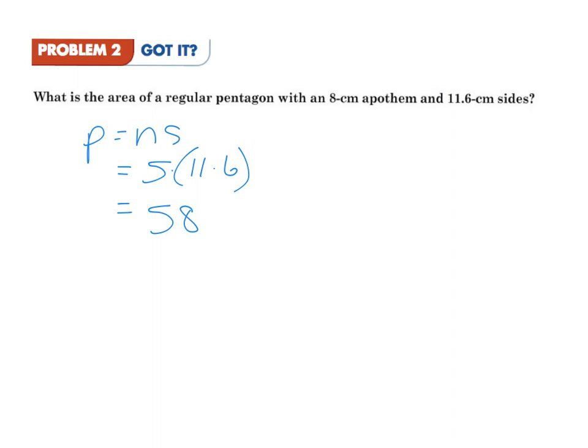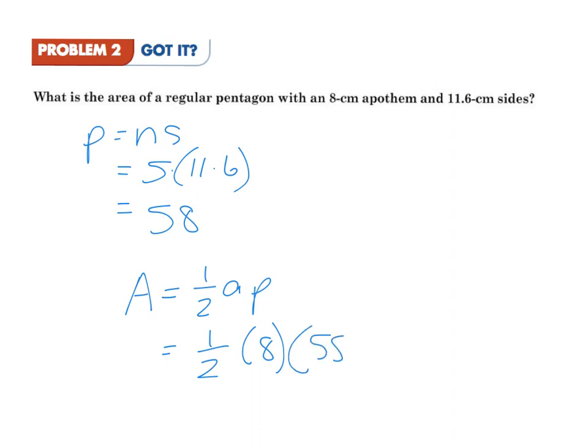Then we can find the area using our formula. The area is equal to 1/2 the apothem times the perimeter. We have 1/2. The apothem is 8, and the perimeter is 58. If we multiply those together, we have 232, and our units is centimeters squared.